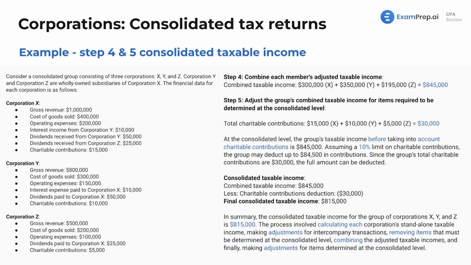And now we've got step 4 and step 5 all together. We want to combine all the taxable incomes from the 3 entities, and that's a pretty simple step. We're just adding all the taxable incomes from our prior step. There we go. We have a total of $845.